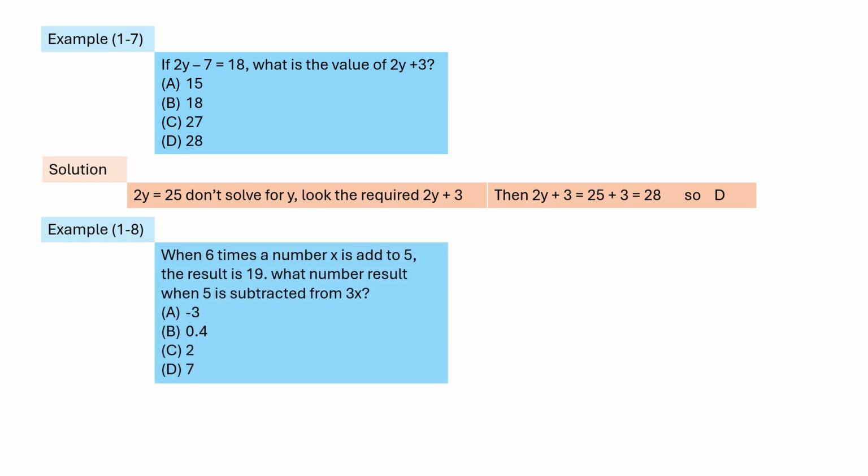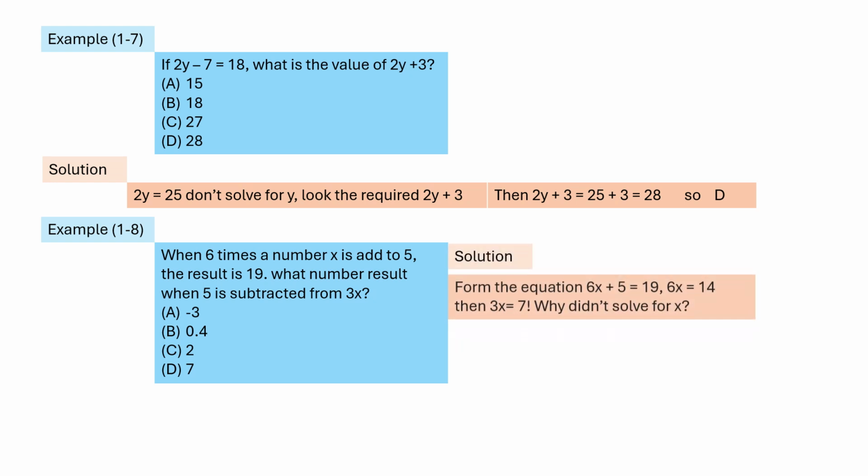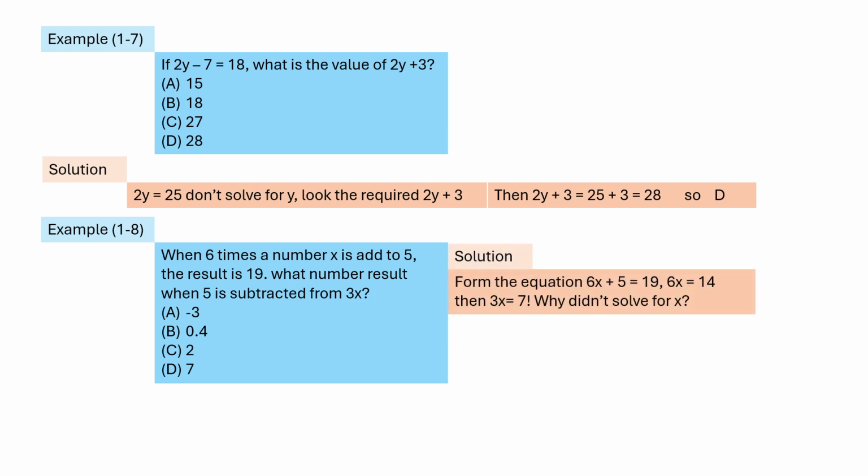Example 1.8. When 6 times a number x is added to 5, the result is 19. What number results when 5 is subtracted from 3x? In this case you must translate English into math and form an equation according to the given. Solution. Read and form an equation. When 6 times a number x, you must write 6x. Added to 5, so plus 5. The result is 19, so equals 19.